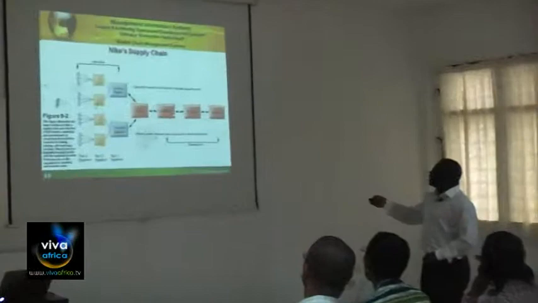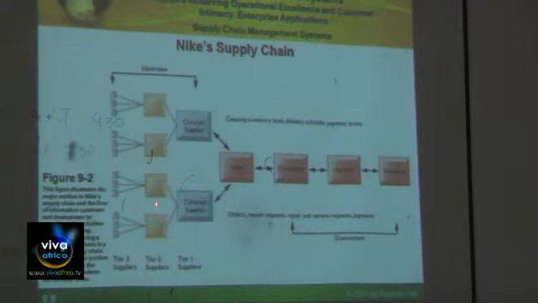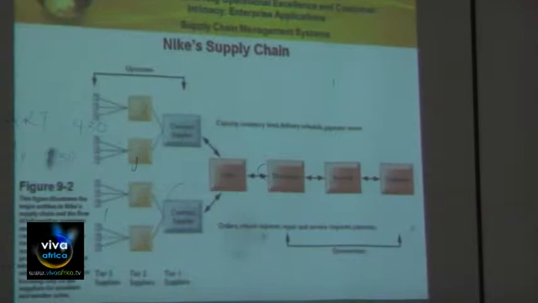Now let's look at Nike's system. Here is where Nike is. The downstream is here, where you have the distributor, the retailer, and the customer. And then these are the contract suppliers. You give them a specific task, maybe to supply color, or something in particular. And suppliers may also rely on other suppliers to produce what they are supplying to you. So you have those suppliers on one side.